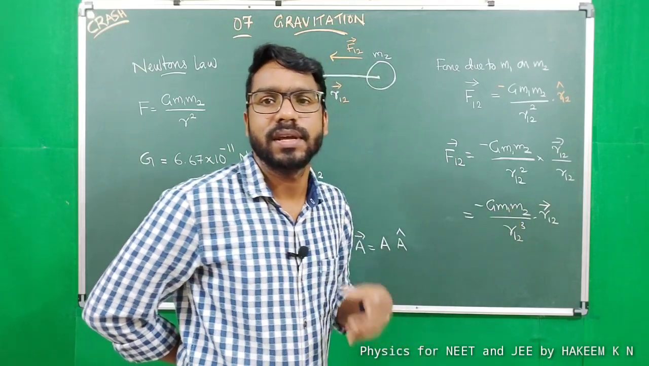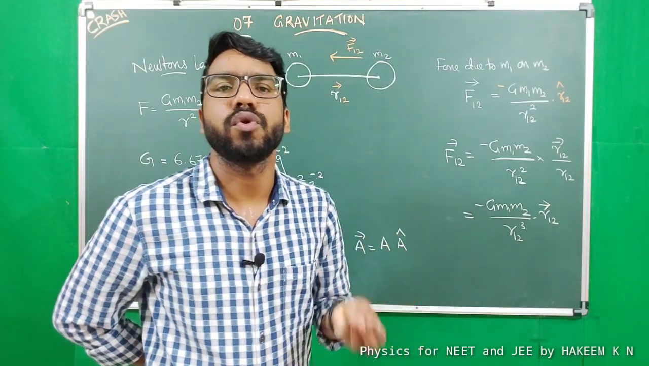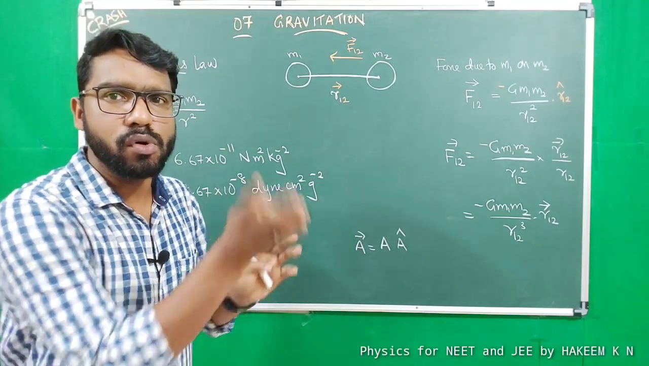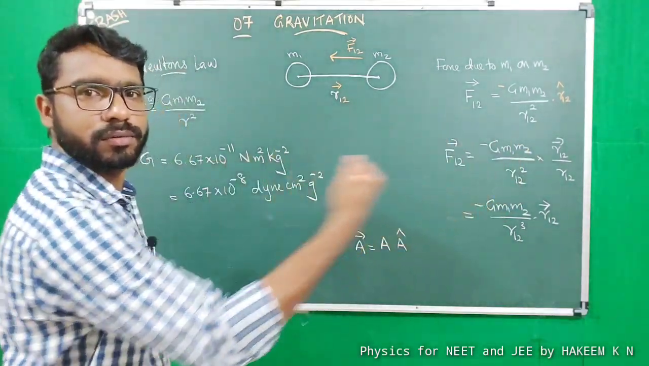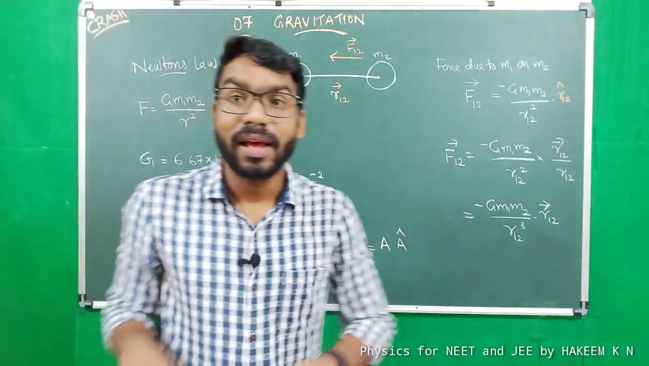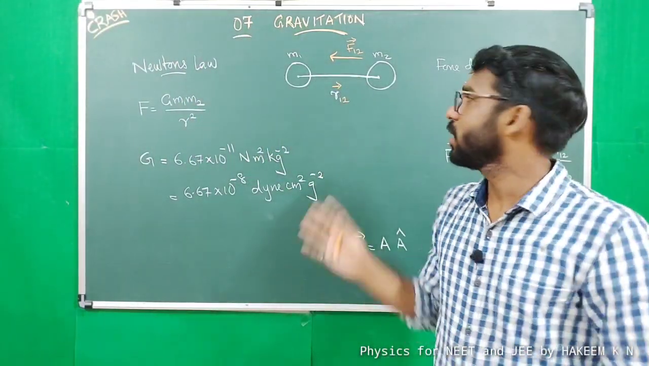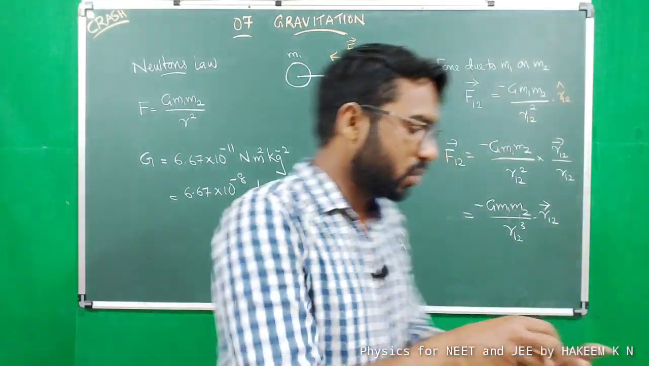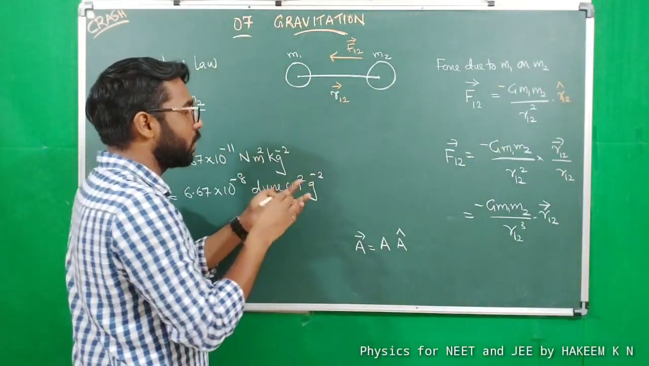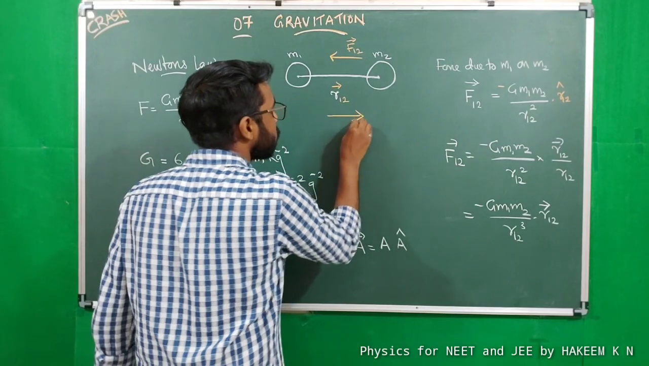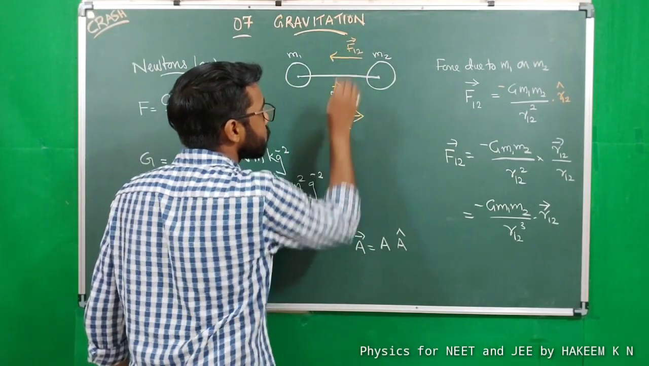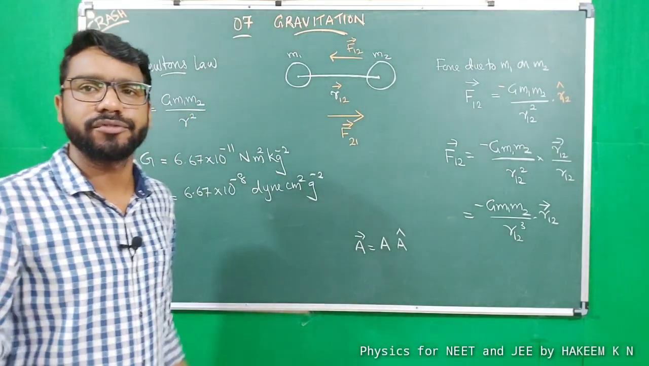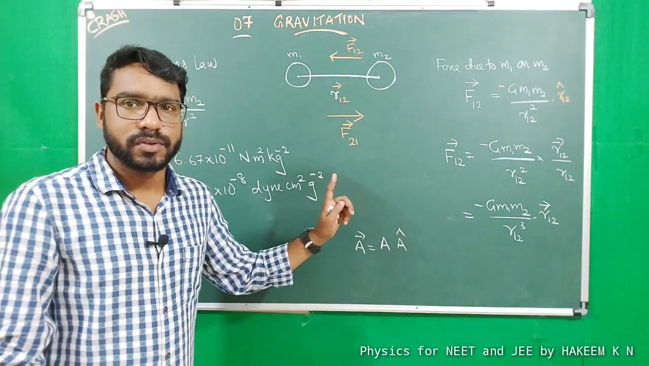Negative represents gravitational force is always attractive. Force due to m1 on m2 is towards m1. Like that, at the same time m2 attracts m1 towards it. What is the direction of force due to m2 on m1? Force due to m2 on m1 is just opposite of F12, vector F21.